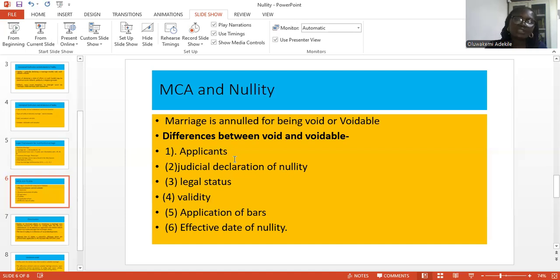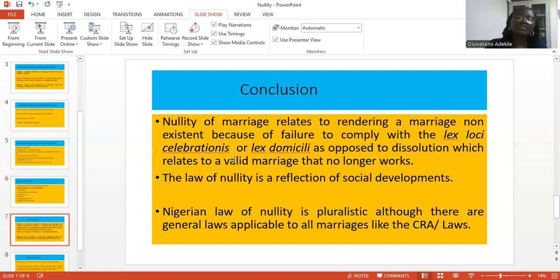The effective date of nullity in a voidable marriage is the date of pronouncement of the decree of nullity. It is until that date that the marriage becomes annulled. Otherwise, everything done before that date is regarded as good and competent in law. So, in summary, in conclusion, nullity of marriage leads to rendering a marriage non-existent because of the failure to comply with the lex loci celebrationis or lex domicilii. If you do not comply with the law of the place of celebration, or if you lack capacity based on the law of your domicile, then the marriage may be regarded as void.